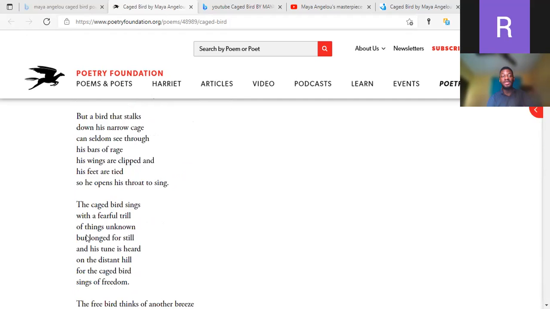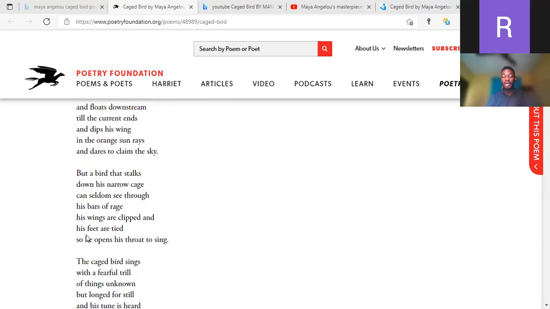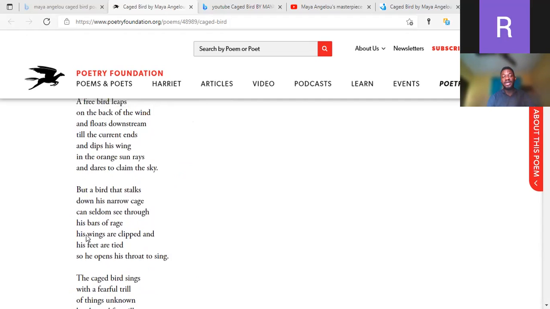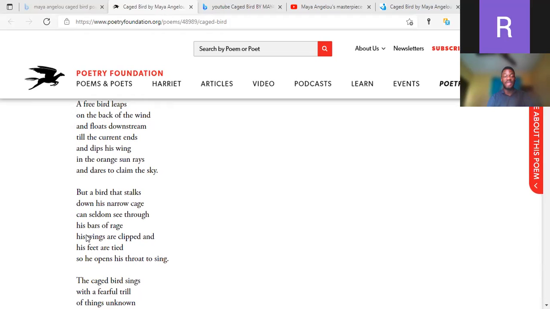However, the second character we encounter in this poem is the bird in the cage. So the bird in the cage is tied up, his wings are clipped. He is almost the exact opposite of the bird we meet in the first stanza. In this case, the bird doesn't know anything except for his cage. He has not left his cage, and in the time that he has been there, he has become so frustrated that he's now angry and furious. We see this in the way that Maya Angelou described his position as someone who can seldom see through his bars of rage. This means that as someone who has been in captivity for a very long time, he can barely see anything apart from how he's angry at his captivity.